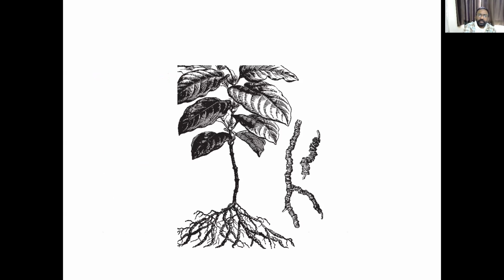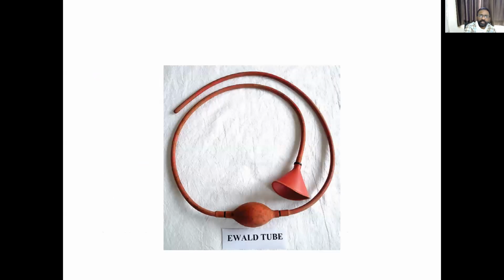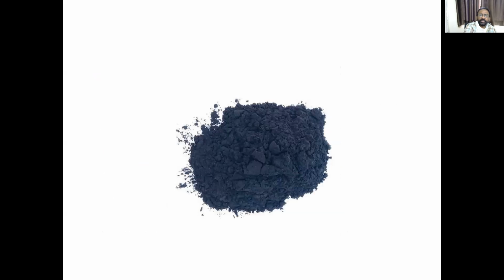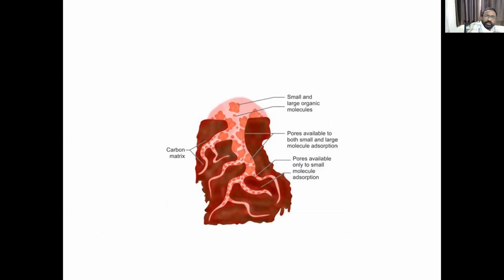These roots contain active principles of cephaeline. This induces emesis. This is the Ewald tube. It will be produced in your practical examination. This is the nasogastric tube. This is the activated charcoal. Activated charcoal has the smallest particles and enters into the stomach. The pores available on the charcoal will absorb the poisonous substance onto their surface. They have the largest surface area, and so they absorb the poisonous substance onto their surface.